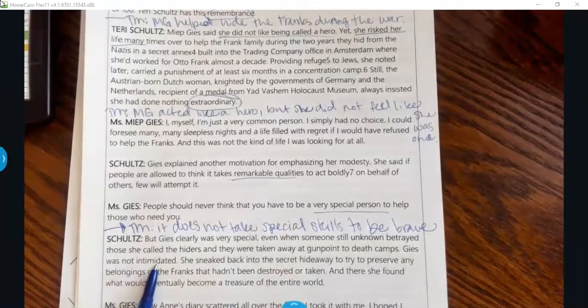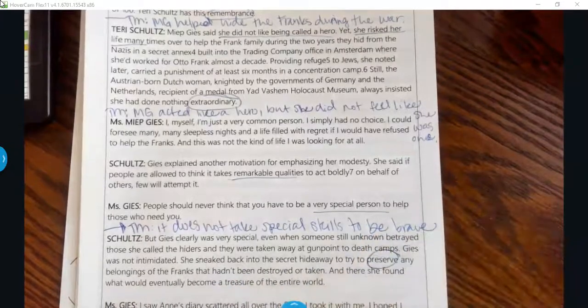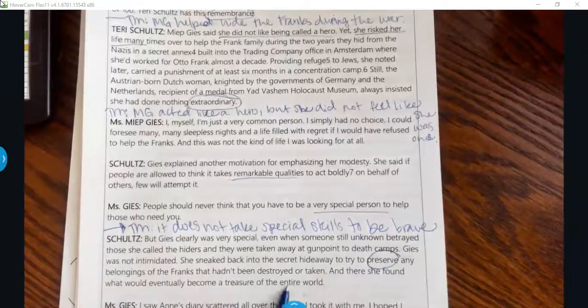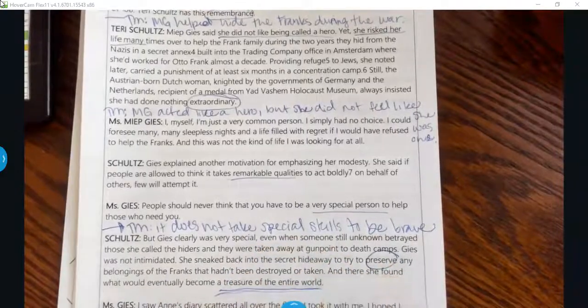Miep Gies was not intimidated. She sneaked back into the secret hideaway to try and preserve any belongings of the Franks that hadn't been destroyed or taken. Again, we see that word preserve that we looked at earlier. And there she found what would eventually become a treasure of the entire world. Right here, she says she found a treasure.